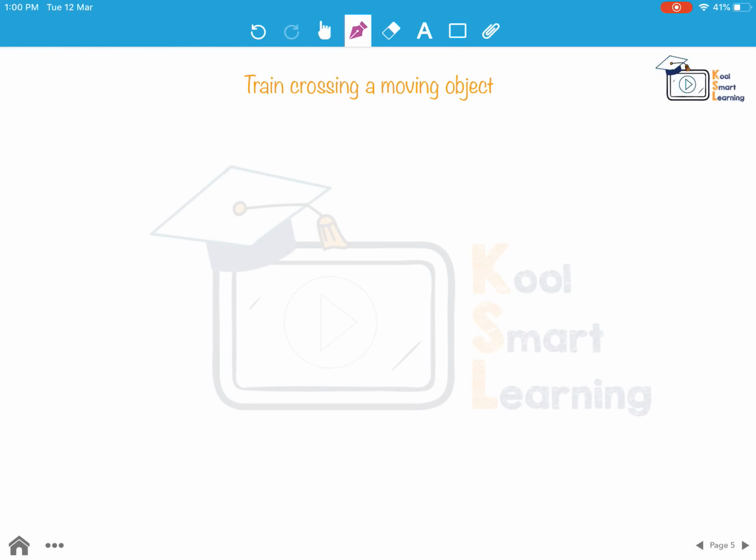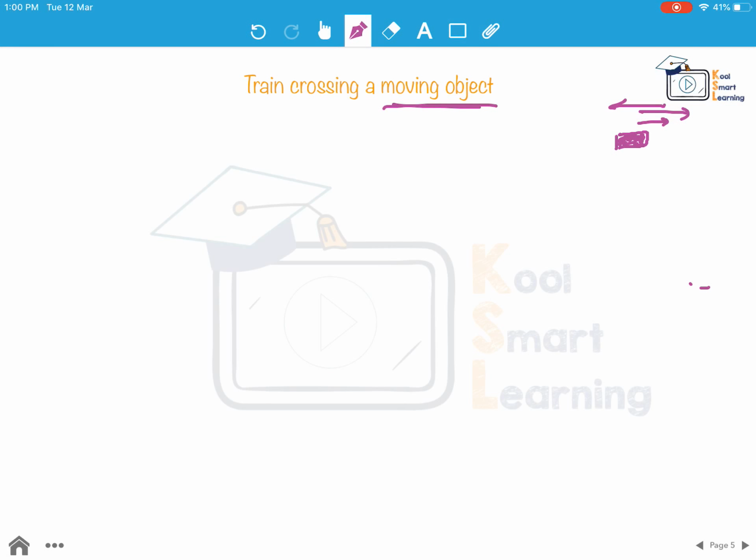Now what will happen if the train is crossing a moving object? So what does that mean? Now supposing we have this object, and it could be an object of length L, or it could be a point object. So we have to consider both the cases here. And this is also moving and the train is also moving, which could be either in the same direction or in the opposite direction, right?